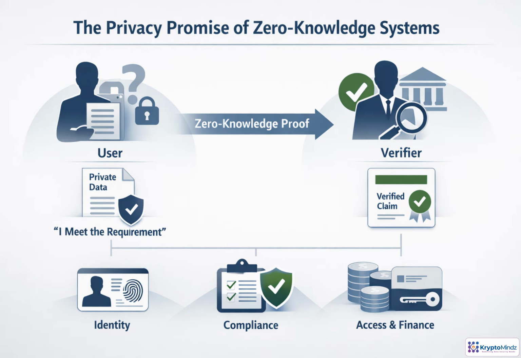Zero-knowledge privacy is not magic invisibility. It is controlled disclosure. Rather than handing over a private document, the user generates a proof that the document satisfies agreed rules. The verifier can trust the result, such as, yes, this person meets the requirement, without seeing the birth date, account balance, or other sensitive input. That separation supports identity checks, compliance, access decisions, and financial workflows where proof is needed, but exposure is not.